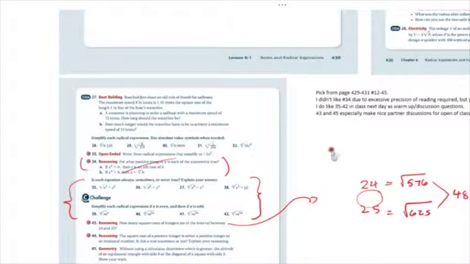So 577, if I square root that, I'm going to get something like 24.1 or something like that. 580, all of those numbers, 600 will give me something between there. All 48 numbers between 576 and 625 will give square roots between those. So it's an interesting thing. Is it a test question? No. Is it a nice discussion? Yes. Might be a fun thing.